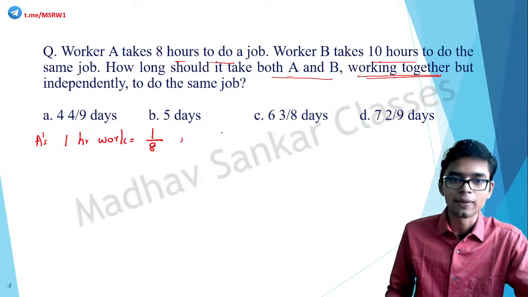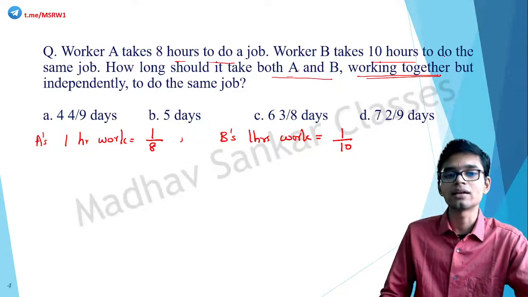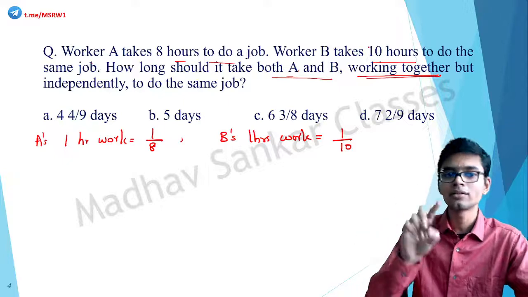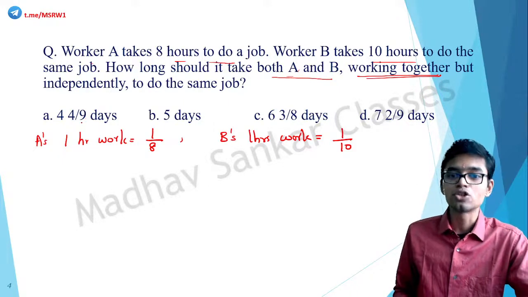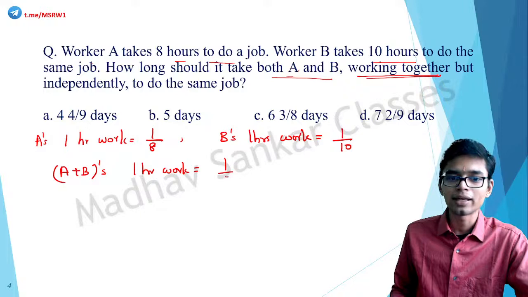Similarly, B's 1 hour work is equal to 1/10. Worker B takes 10 hours to do the same job. So in 1 hour, B completes 1/10 of the entire work. Now, together, when they collaborate, what happens? A plus B's 1 hour work is what? Simply add them together: 1/8 plus 1/10. If they are working together, this is the work done in 1 hour.